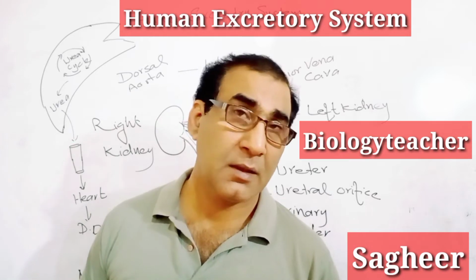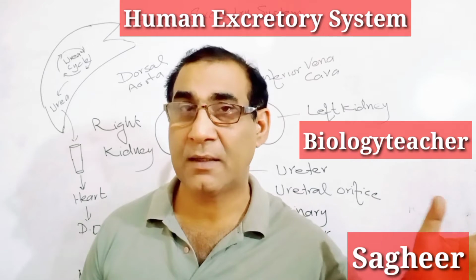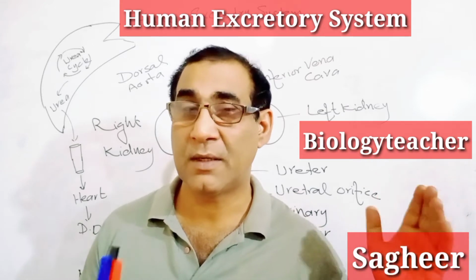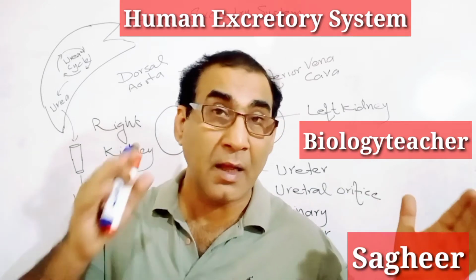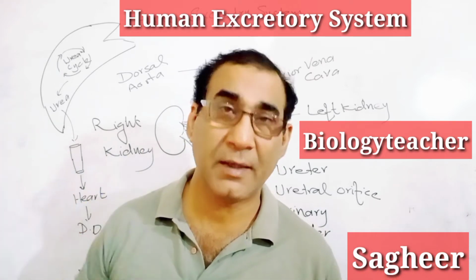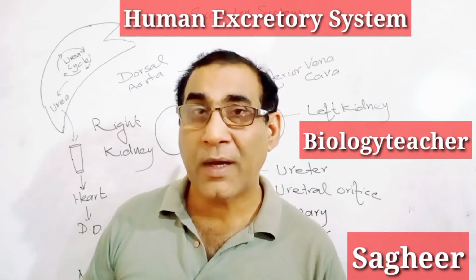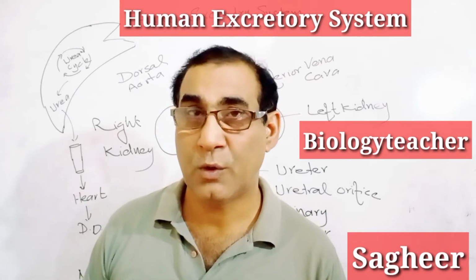The birds, this is one extreme. The most toxic nitrogenous waste is ammonia. On the other side is uric acid. This is least toxic. It requires less amount of water.